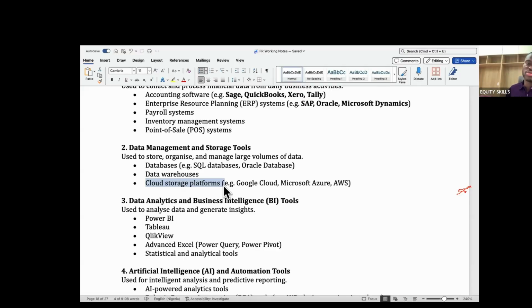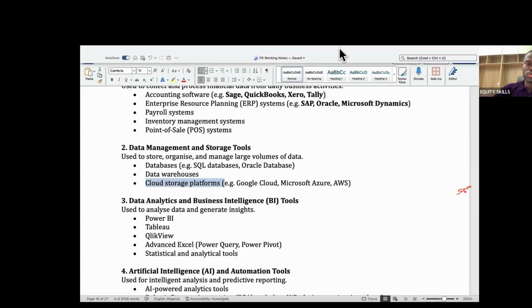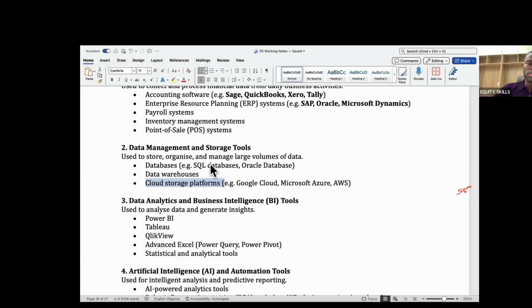If you don't have so much data, you can use Google Drive. Google Drive gives you 15 gig free for life. So if you finish it, they will then ask you to subscribe for a yearly or monthly subscription, depending on which one you want to key into. So those are data. So technology can help in that space.